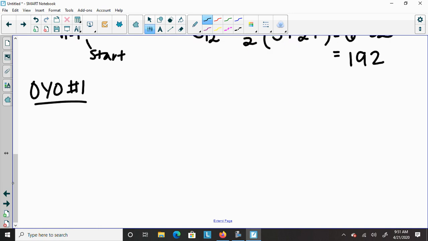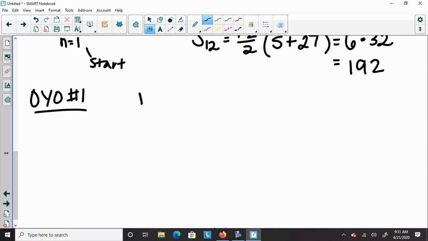Let's go. I'd like you to find the series represented by this summation notation. You're going from 1 to 10. And your equation is going to be 3n plus 1. Okay, so take a couple minutes, plug in some terms that you need to plug in, and then use your formula. So I'm not going to work it out for you.